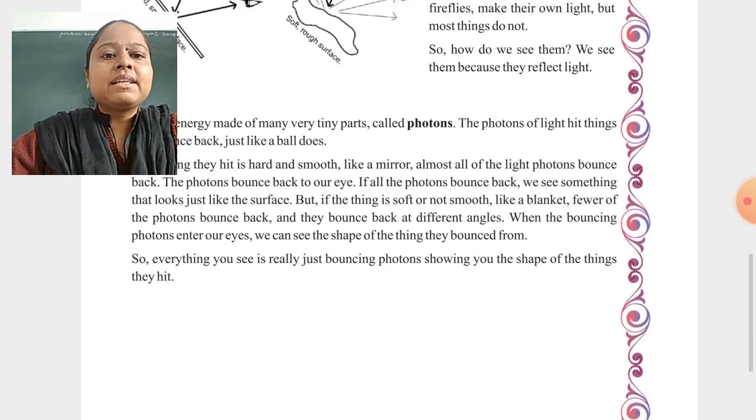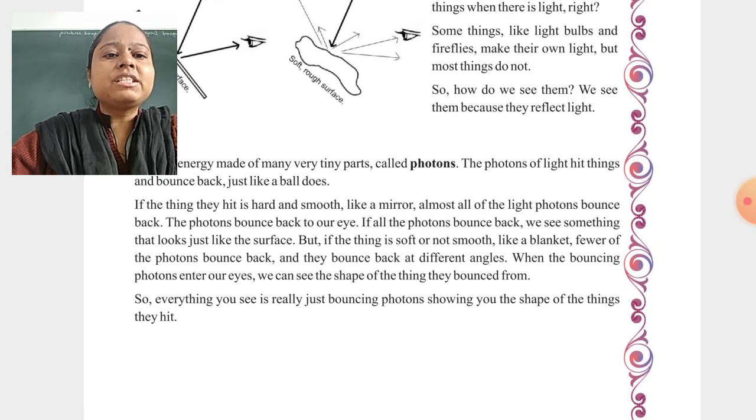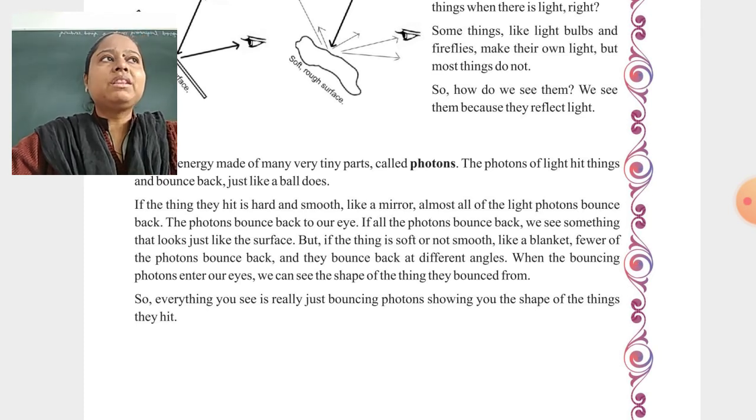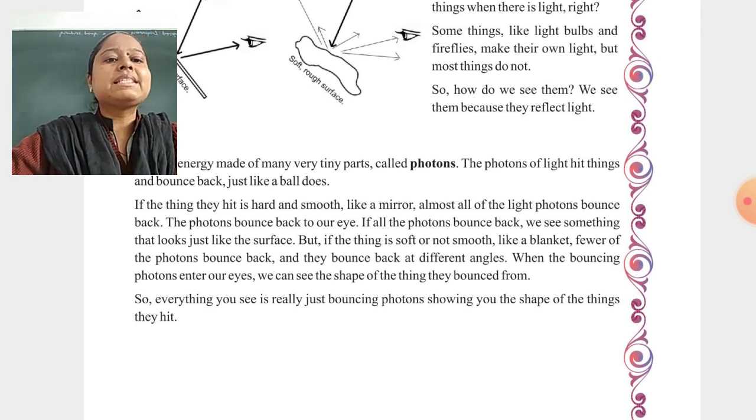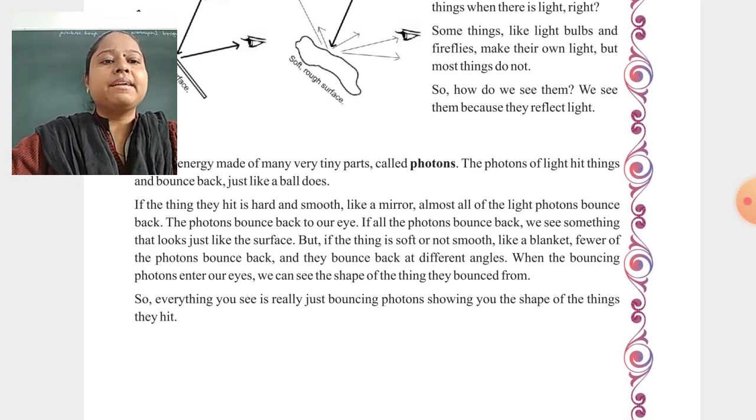If the thing they hit is hard and smooth like a mirror, almost all the light photons bounce back. If the thing we are seeing is hard and smooth like a mirror, all the photons, all the tiny particles of that light, bounce back. If the thing is hard, then all the small photons, tiny particles, will reflect back. The photons bounce back to our eyes.